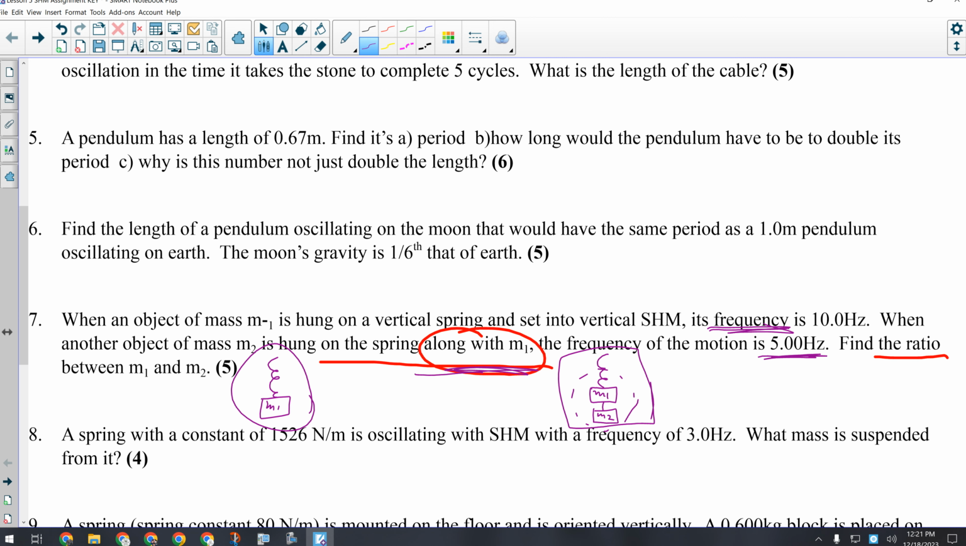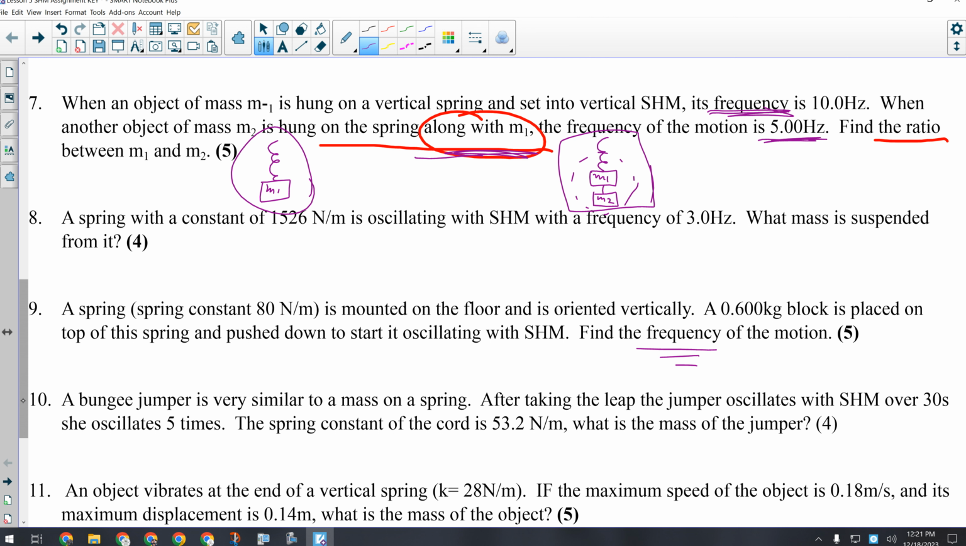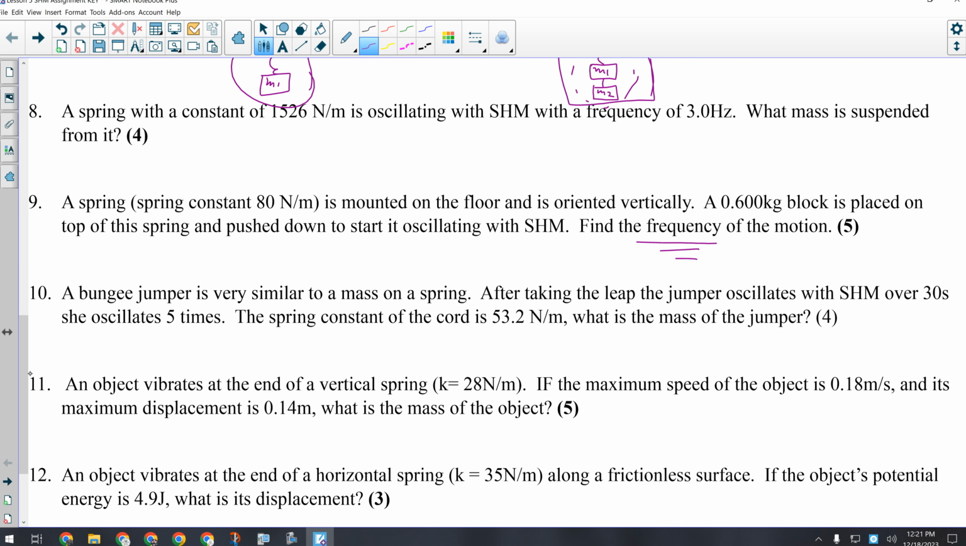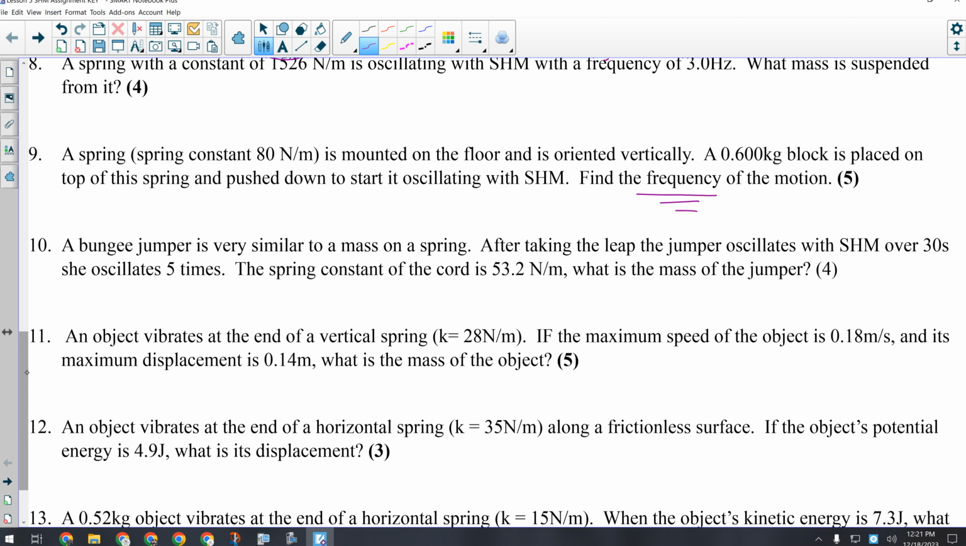Question number 8: a spring with a constant of 1,526 newtons per meter is oscillating with a frequency of 3 hertz. What mass is suspended from it? Just a mass on a spring question. Number 9, another simple mass on a spring question. Number 10, also just a simple mass on a spring question. But something to watch out for, and in fact this comes up several times on this worksheet.